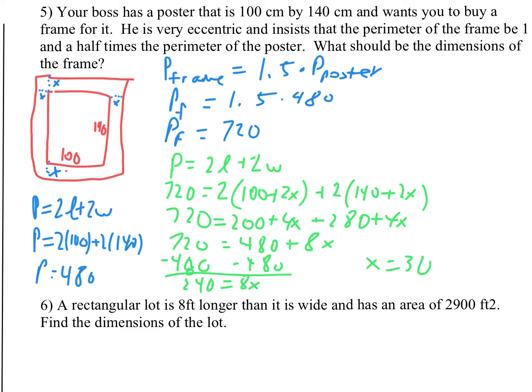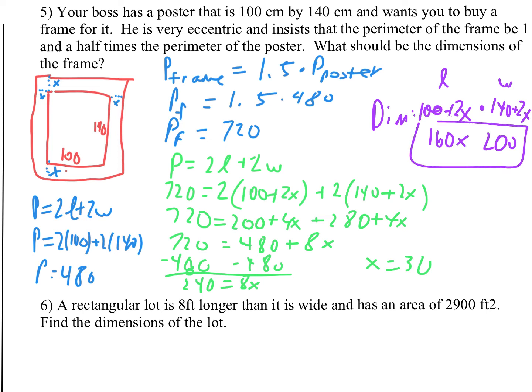And so remember the dimensions of the frame here, we said the dimensions were going to be 100 plus 2x for the length, and then for the width, it was going to be 140 plus 2x. So I'm just going to plug in my answer of 30 there. So 100 plus 2 times 30 would be 160 by 140 plus 2 times 30. So 140 plus 60 would be 200. So the dimensions of the frame are going to be 160 by 200. That's usually how they list dimensions, like length times width, like that.